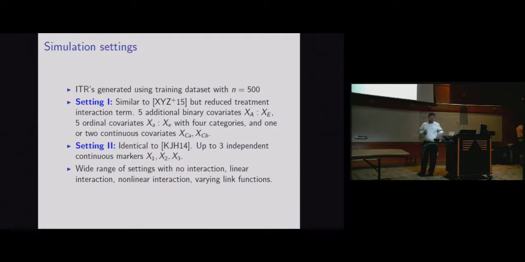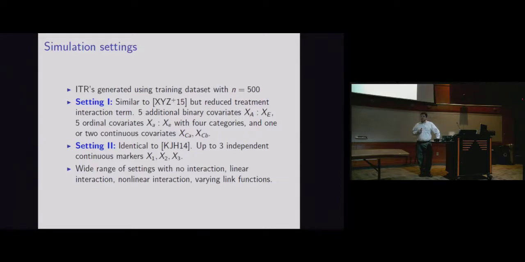So we have done some simulations, and I just want to show you how well this works. We generated ITRs using a training data set with a sample size of 500. And then we did two simulation settings. I've got two references here basically, which you'll see at the end of the slides. But the setting 1 and setting 2 were basically simulation settings that came right out of other papers. So we didn't create our own simulation settings, we just used other people's stuff so that we didn't try and come up with the scenario that worked for us and not for anybody else. So we just used off-the-shelf settings.